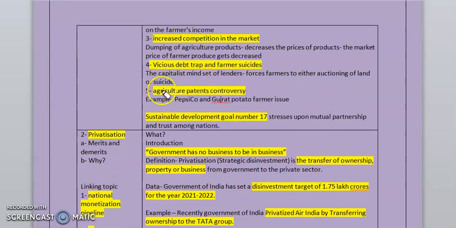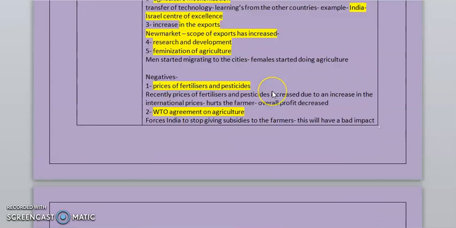Next one is the agricultural patent controversy. I think this controversy happened a few years back, related to PepsiCo and the Gujarat potato farmers issue, and these kinds of controversies happen frequently. So you can mention that this is also a negative of globalization.